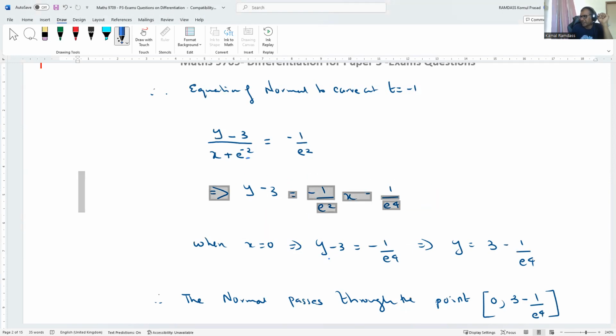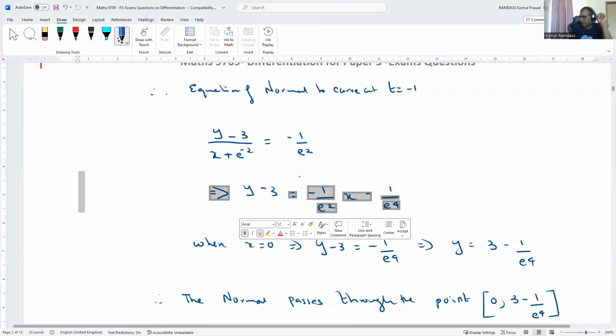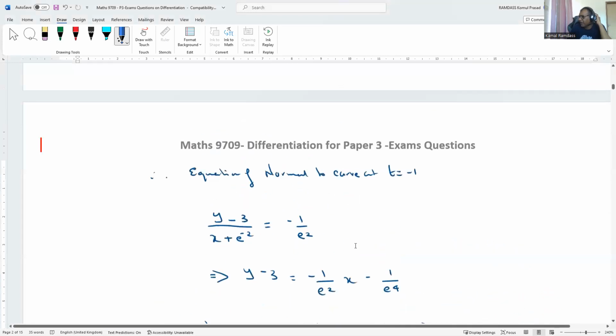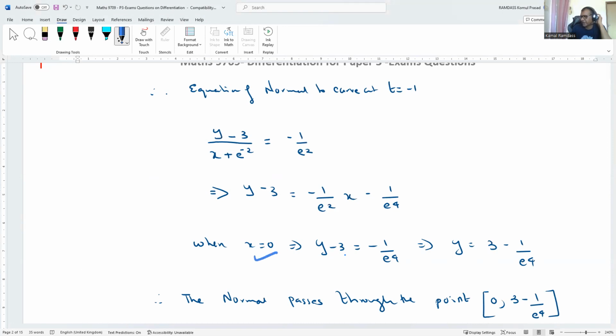OK? Moi je vais comme ça, parce que déjà, c'est une équation, hein? Je la mets dans une forme un peu plus correcte là. Finally, là, moi, je dis que quand x est égal à 0, y minus 3 is equal to minus 1 over e to the power of 4. Et qui fait moi dire ça? Qui fait moi dire, hein?